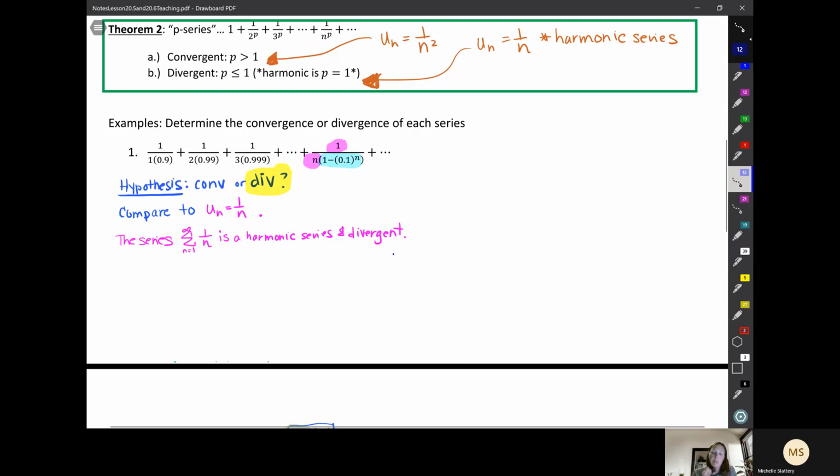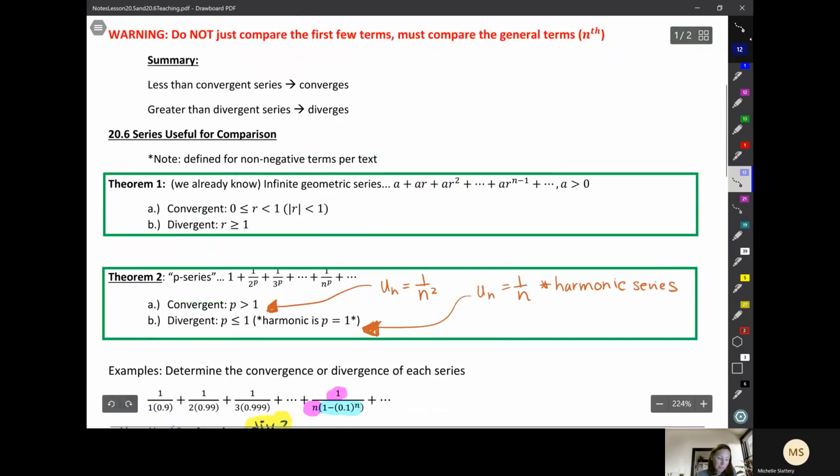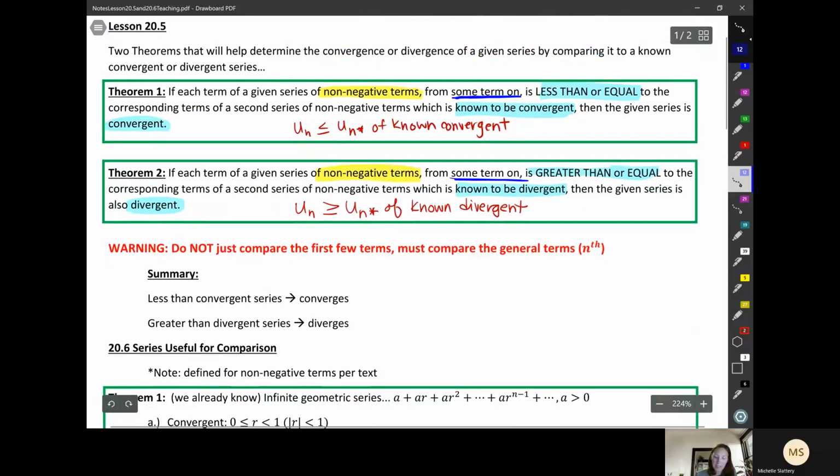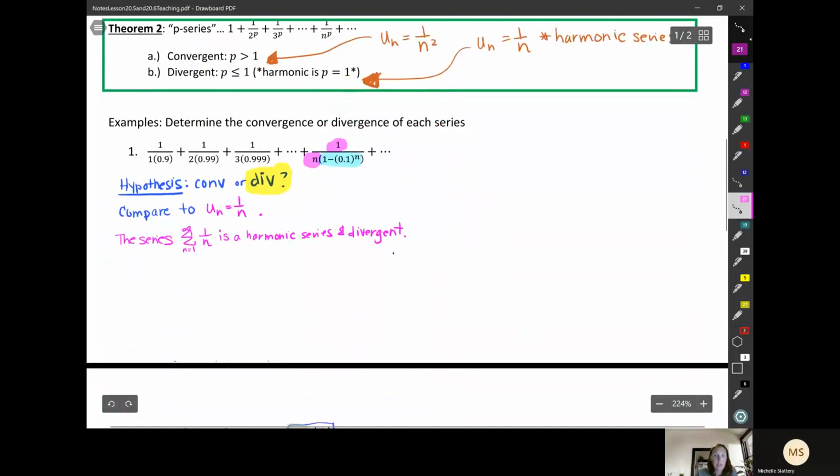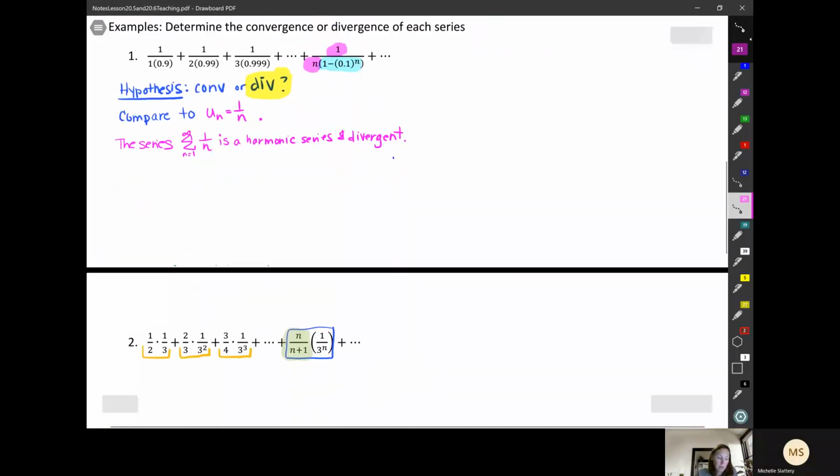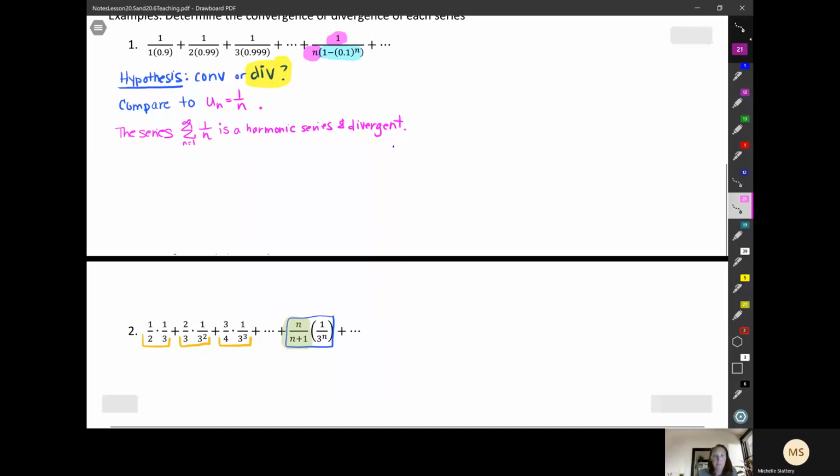Well, if I'm going to state that it's divergent, if I go back up here, for divergent, what I want is I want u sub n to be greater than or equal to the known divergent u sub n. Okay? So I need my given series to be greater than or equal to 1 over n. So I'm going to write out that statement.